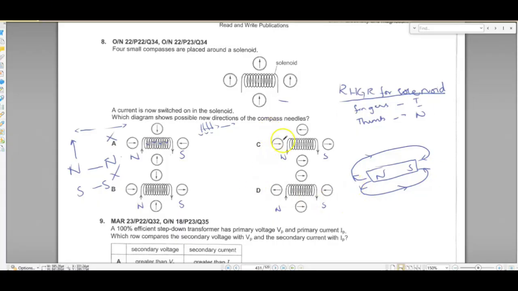Now, if we look at this one, this should point towards this side as it is making them move from this to this side. Okay? And this is also not correct. This should point towards this side because this is the direction of the magnetic field. These two are correct, but this and this needle are not correct.